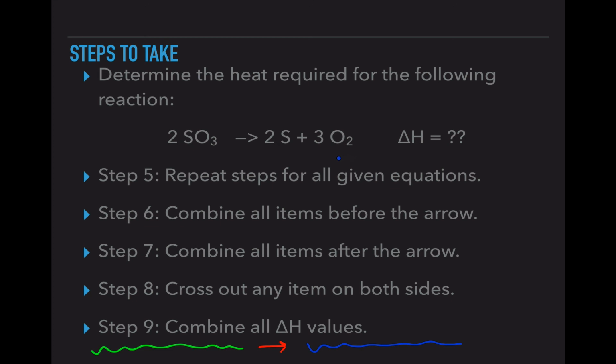Step 6, combine all the items before the arrow with plus signs in between. Step 7, combine all the items after the arrow with plus signs in between. Step 8, cross out any item that is on both sides, or simplify any item that is on both sides. If you are only left with your final goal, you can move on to step 9, combine all of your delta H values for each individual equation.